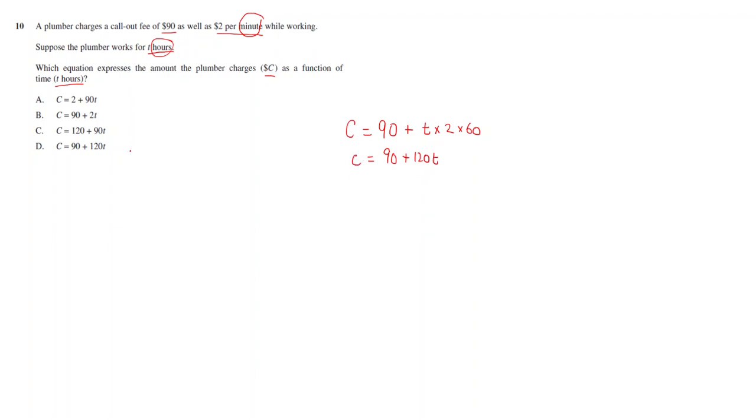C is equal to 90 plus 120T. So your answer would be D.